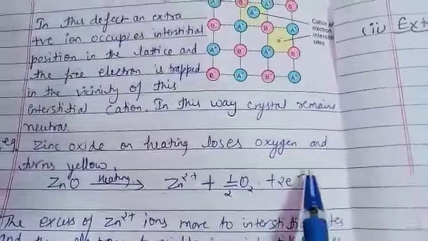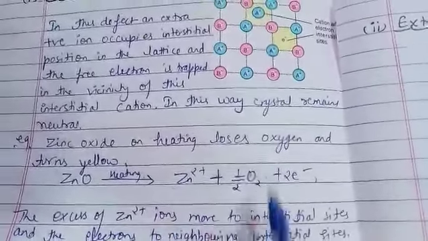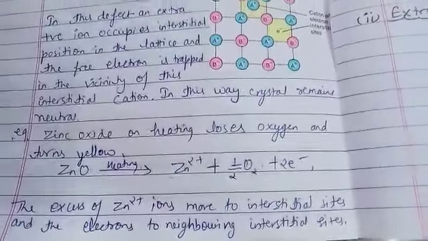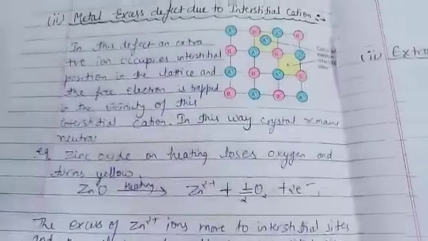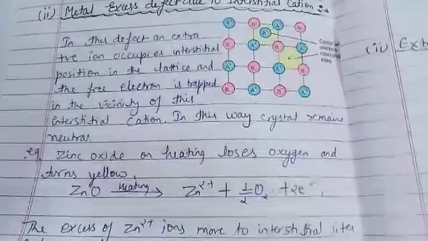and 2 electrons. Now just see, the excess Zn2+ ions move to the interstitial sites and the electrons move to neighboring interstitial sites. So this one is metal excess defect due to interstitial cation. Now this is one type.